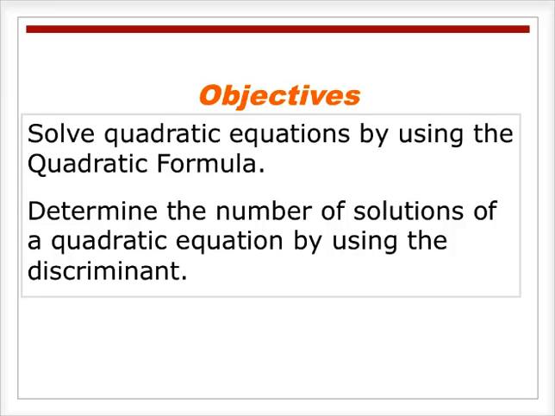So today we're going to talk about solving quadratic equations by using the quadratic formula, and also how to determine the number of solutions of a quadratic equation by using part of the formula called the discriminant. If you remember, a quadratic makes the parabola, and it either crosses the x-axis in two places, touches it, so it basically intersects it once, or not at all, which is 0, and that's the number of solutions we're talking about.